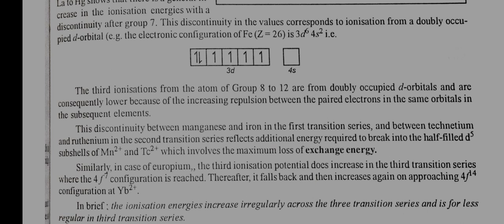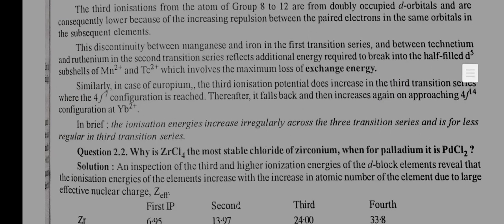Similarly, in the case of europium, the third ionization potential does increase in the third transition series, until the 4f7 configuration is reached. Thereafter, it falls back and then increases again on approaching the 4f14 configuration at Yb2+. In brief, the ionization energies increase irregularly across the three transition series and are less regular in the third transition series.